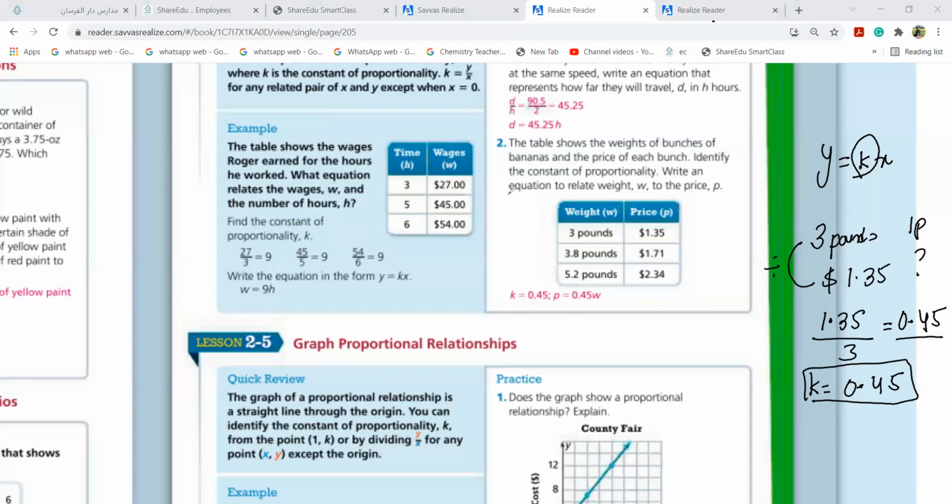Now they ask you to relate the equation to w. So you multiply with 0.45 w. P equals, they ask you for the price p, 0.45w.